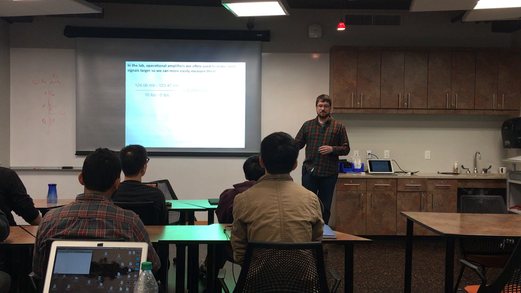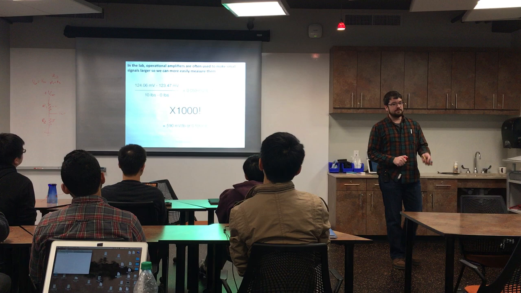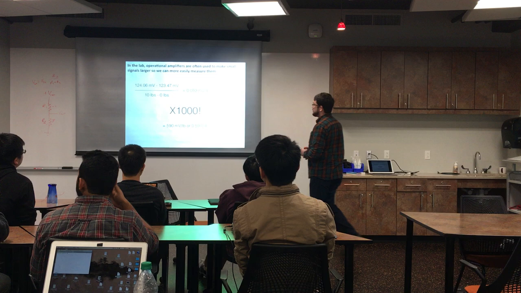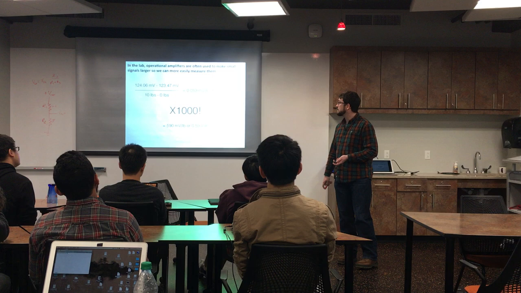Isn't very helpful. But if you put an operational amplifier in there and multiply it by 1,000, all of a sudden it becomes something much more useful, like a half a volt per pound. And the thing to remember about amplifiers is they amplify what goes into them. So if you have a noisy signal coming in, you amplify the noise just as much as you amplify the signal. So you need to have a clean signal. We'll talk about that with signal integrity later on.